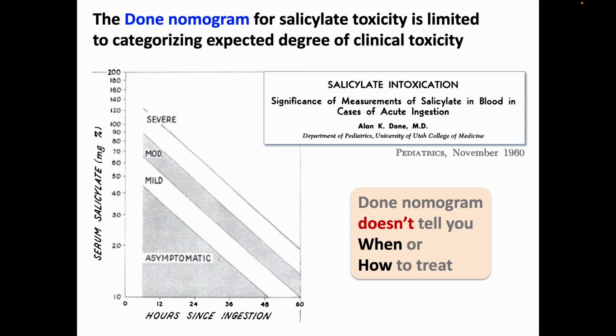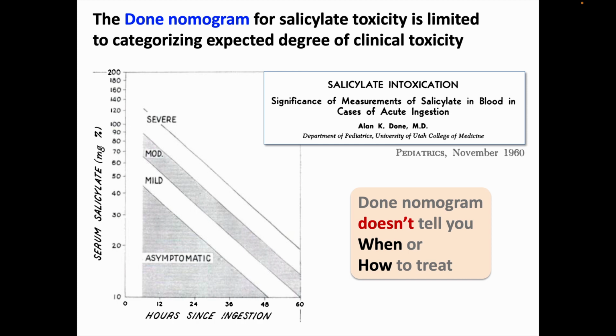In his 1960 paper, Doan described patients as having mild, moderate, or severe salicylate toxicity, or being asymptomatic, and was able to generate this graphic. But this doesn't tell you when to treat or who to treat, although you might intuit that people with more than mild toxicity probably should get directed treatment.